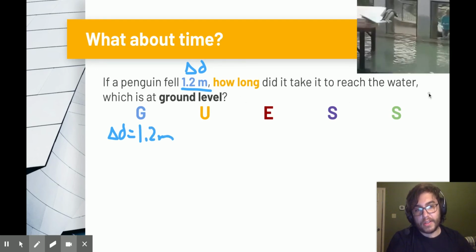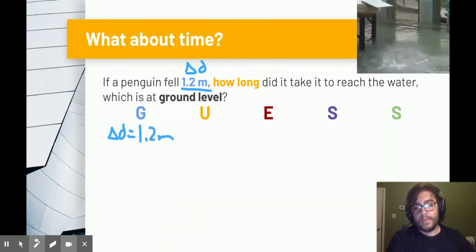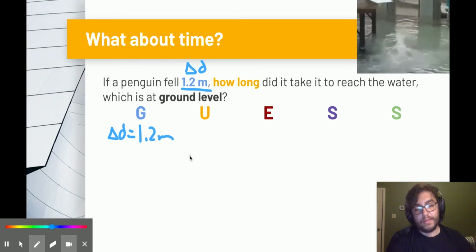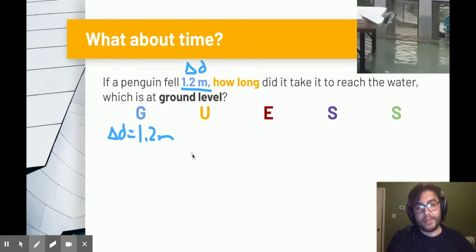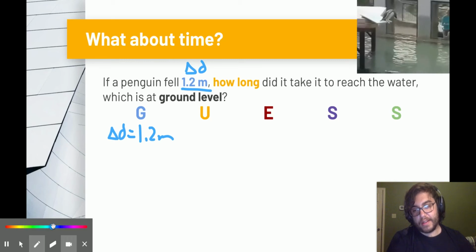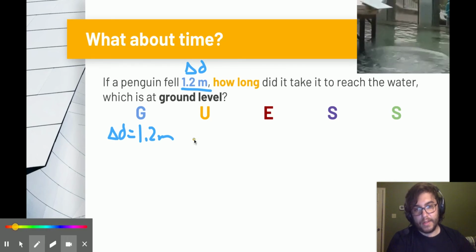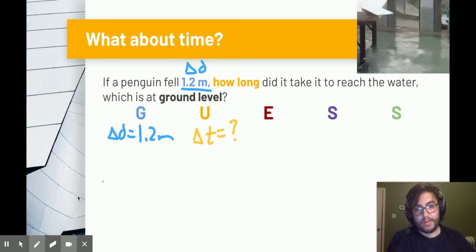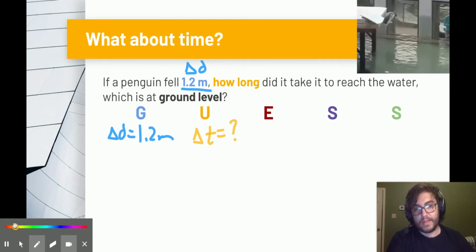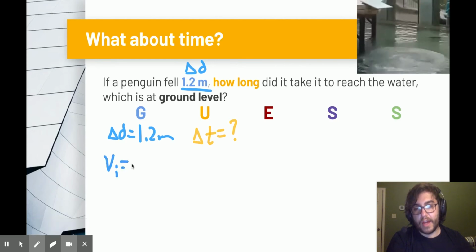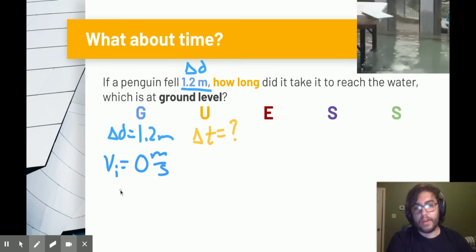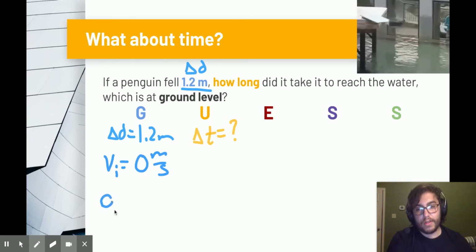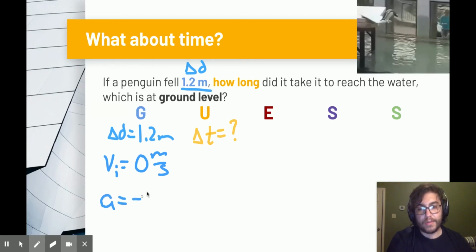How long did it take to reach the water? Again, this is English being dumb, and that's telling us time is unknown. Since he fell, we're going to assume that VI is equal to 0. And since it is happening on Earth, acceleration is equal to negative 9.8.